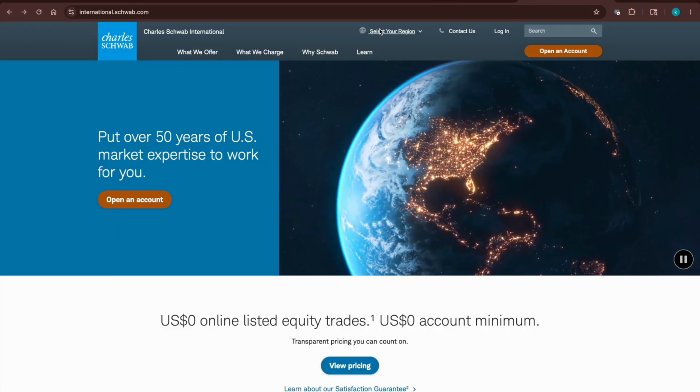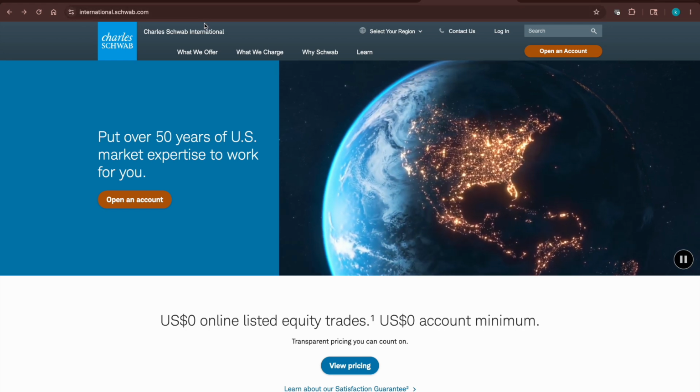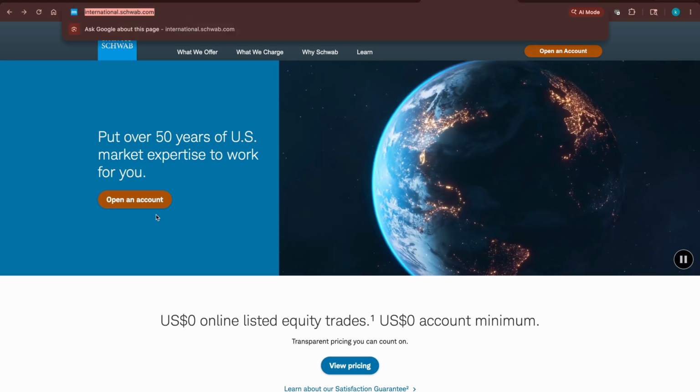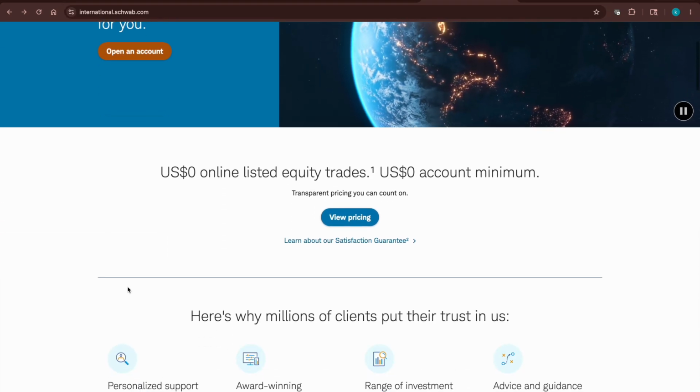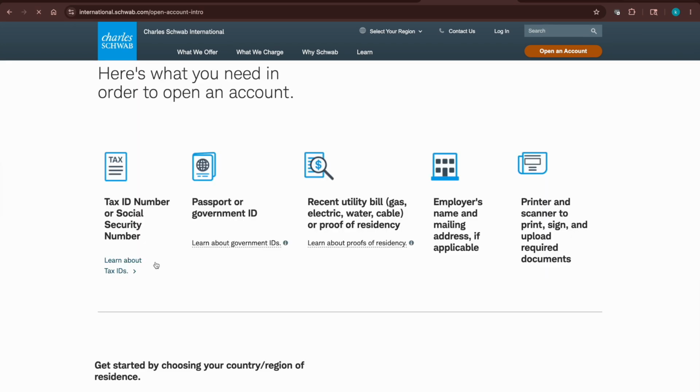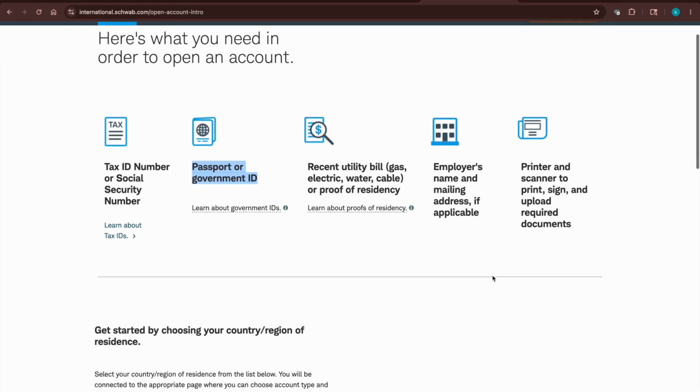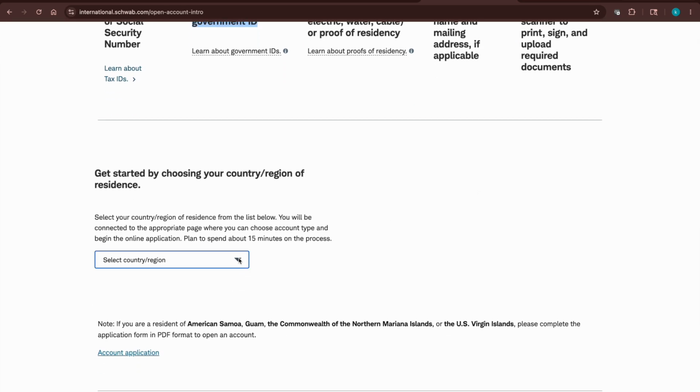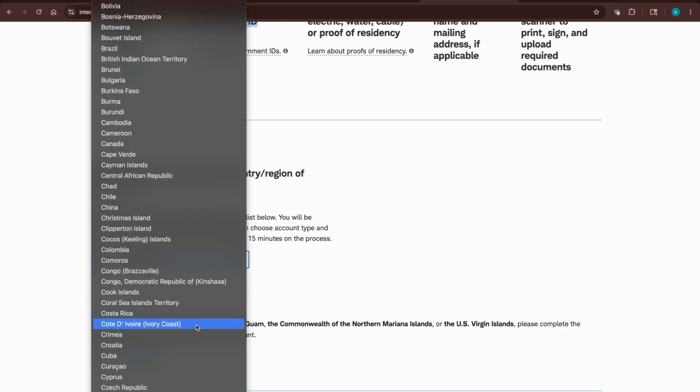There is actually a website. So let me close this one. There is a site called international.schwab.com. So from here, you can actually open an account. You can click Open an Account, and then it will accept whatever Indian standard identification is. So this tax ID, they will accept the PAN number. Here they will accept an Indian passport or an Aadhaar card. They'll accept your electricity bill, employer, all of that, right? So all India specific. Then you can select India here on the account.